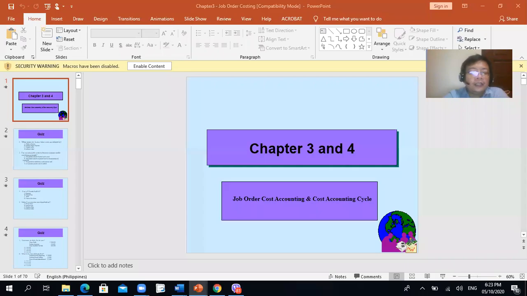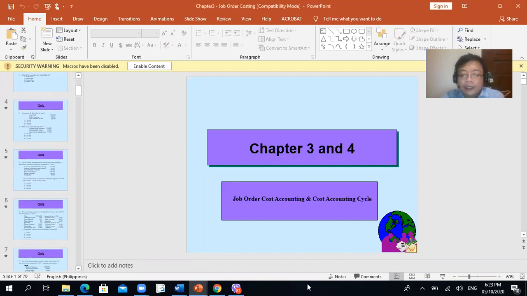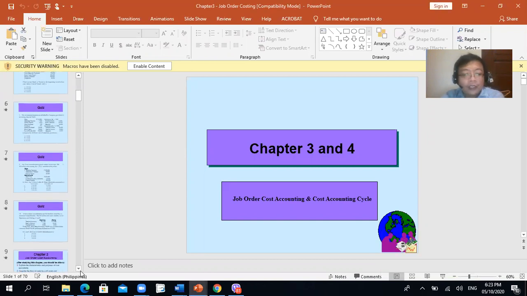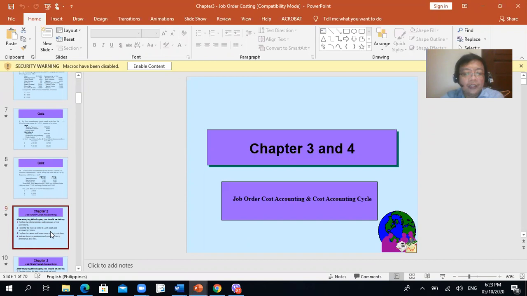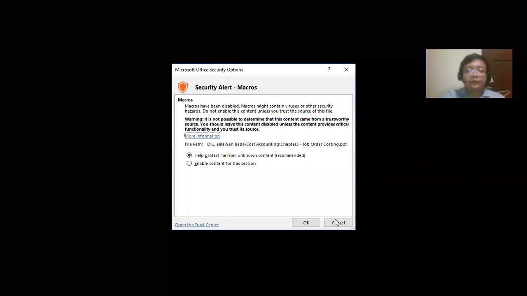All right. Today, I will discuss the job order costing system and the cost accounting cycle. Maybe I will discuss until direct labor, because it is a bit long in terms of the overhead. All right. Shit, nangyari. Lolo ko computer ko.